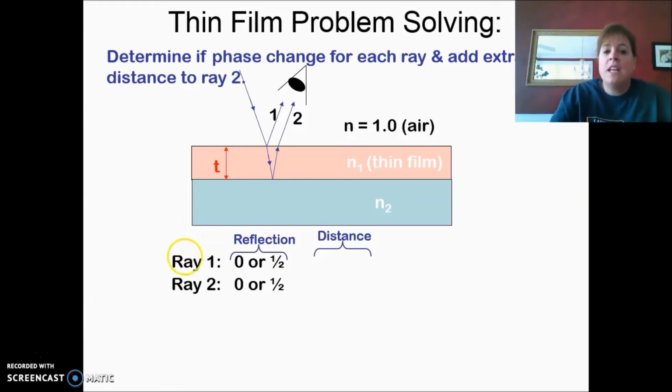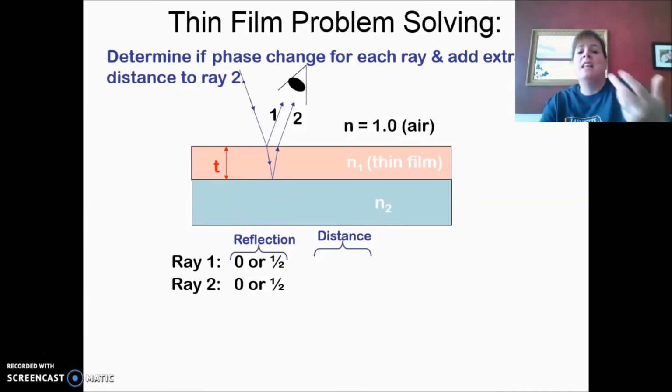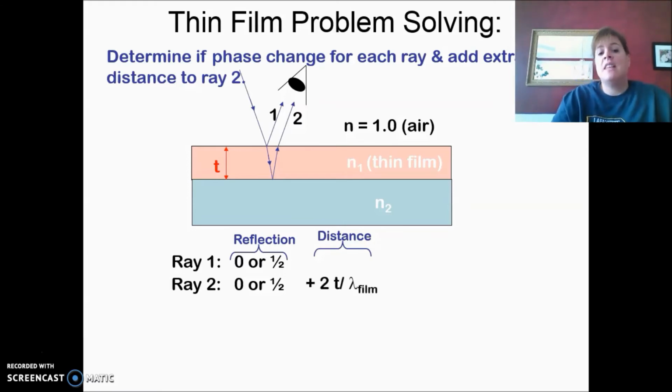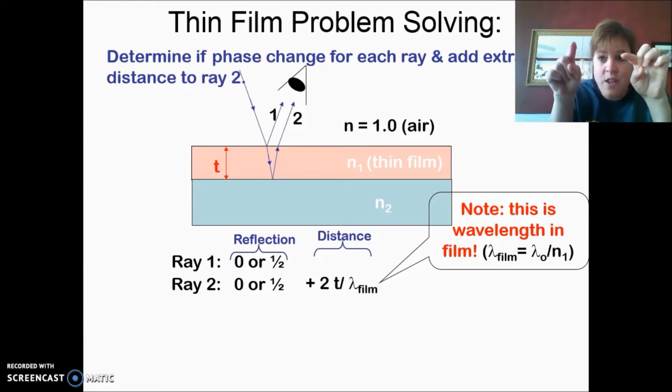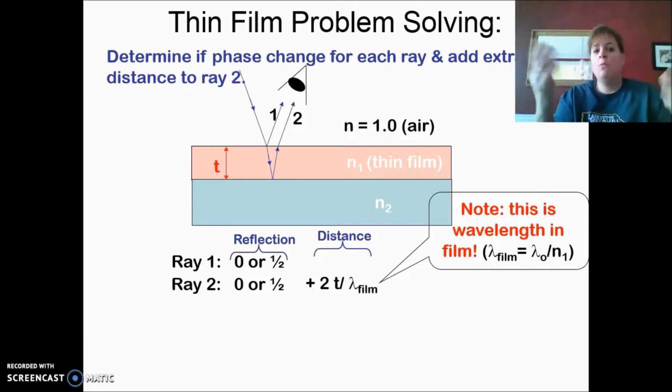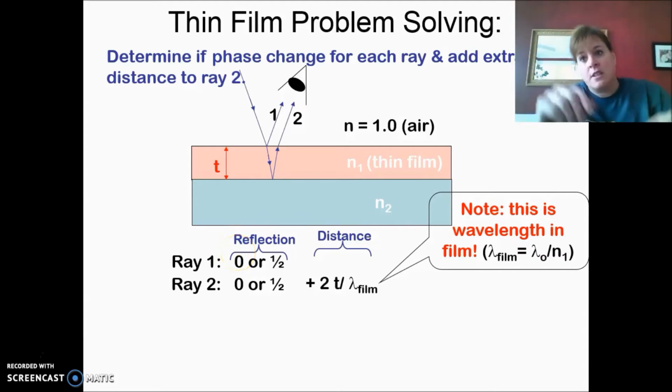Ray 2, when it hits its boundary between N1 and N2, I have to look at the reflection. Is it low to high, in which case it flips and I give it a half, or is it high to low, no, and then I give it a 0. And then to that, we have to add this extra distance, in terms of the wavelength in the film, because it's traveling through the thickness of the film. And remember that the wavelength changes. It gets shorter when it moves through a higher density medium, longer if it's a less dense medium.